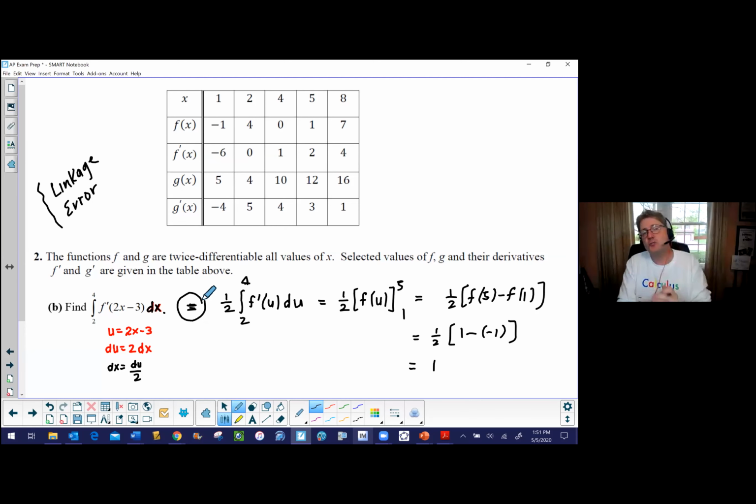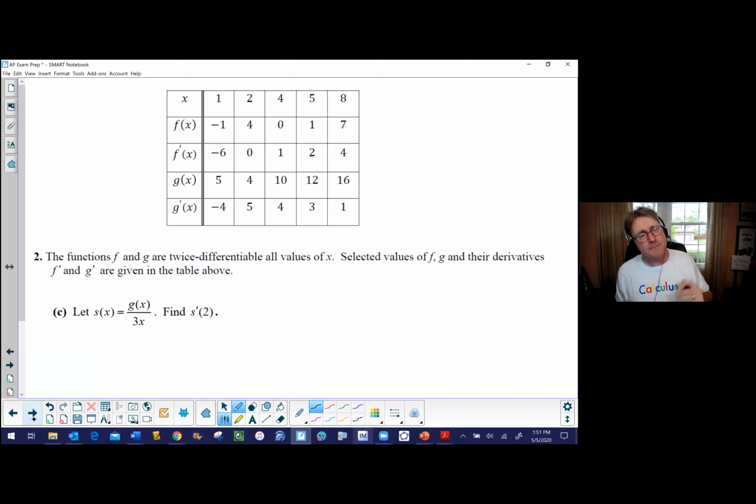And thus you won't suffer a linkage error. So it's advice that I've definitely given to my students from the experience that I've had at the reading. I just want to highlight a couple of other parts of this. I'm not going to do them. I would certainly encourage them.